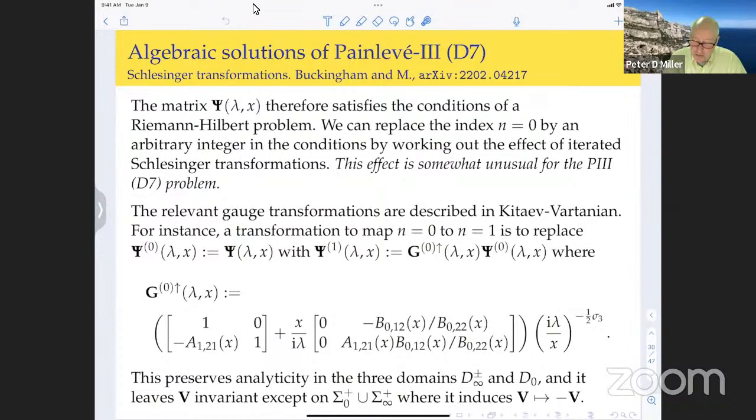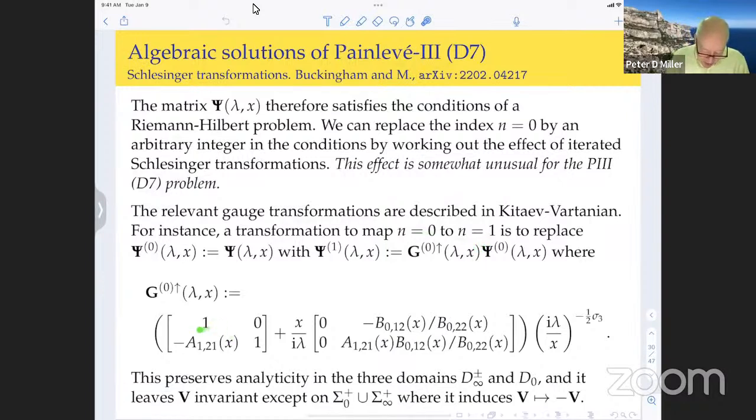And what we're going to do now is replace the index n equals 0 by an arbitrary integer. And what we're doing is we're using iterated Schlesinger transformations like we did for the D6 problem, but it's actually a little bit unusual how it affects the Riemann-Hilbert problem in the case of the D7 degeneration. It's a little bit weird, so I would like to show you what happens there. So first of all, the gauge transformation that you have to use, these are described in Kitaev-Vartanian. So for instance, if we want to map from n equals 0 to n equals 1, then we're going to replace psi 0, which is the matrix that we've just built, with psi 1, which is some gauge transformed version of psi 0. And the gauge matrix looks like this.